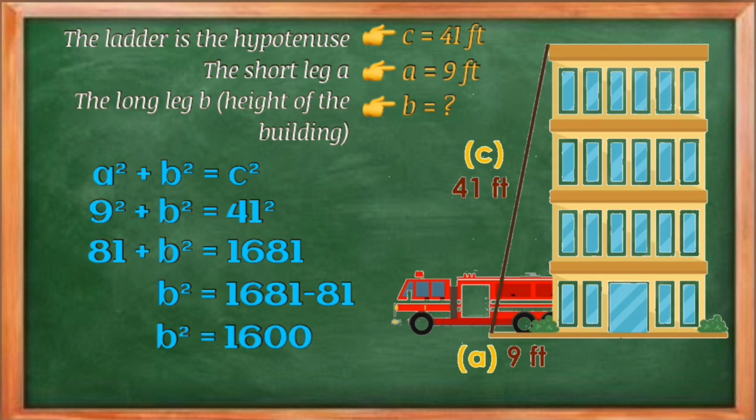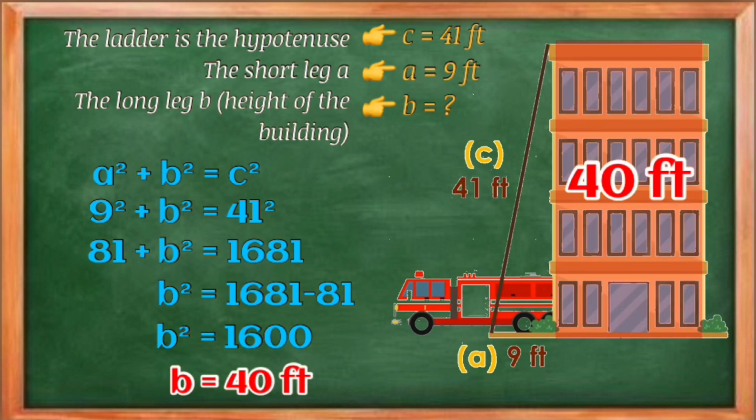This time again, apply the square root on both sides of the equation to eliminate the squared. So we have here now square root of B squared is equal to the square root of 1,600. So cancel out the square root and the squared. What was left is B. Square root of 1,600 is 40. Therefore, we have here now the height of the building is equal to 40 feet.